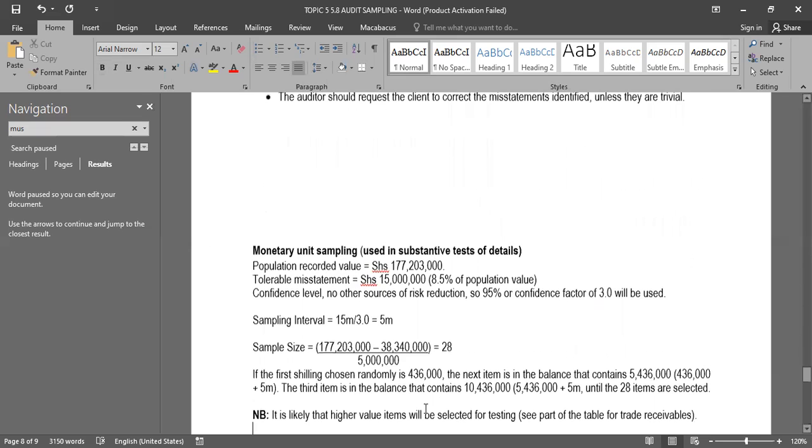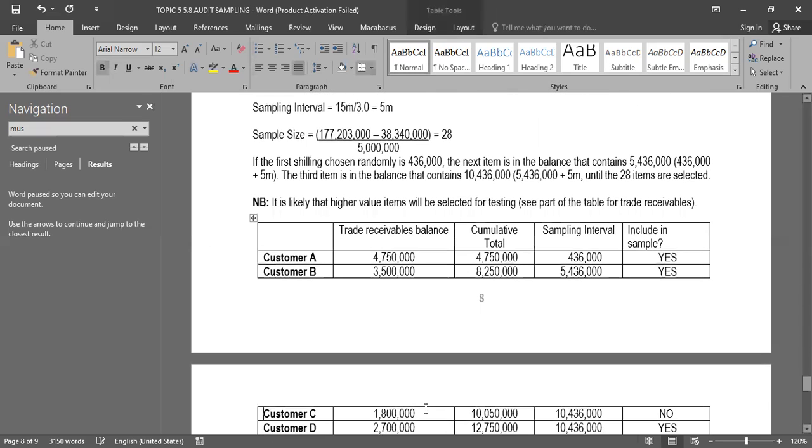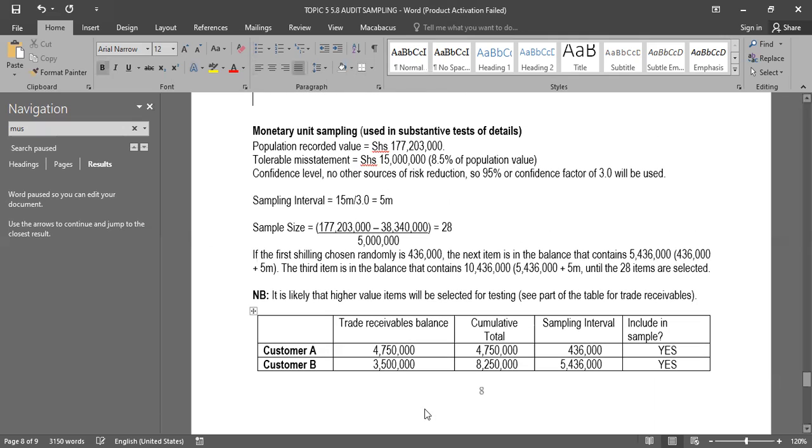Okay, so unless you have any questions, that is how we do non-systematic sampling. Then we got the final sampling, which is monetary unit sampling, the MUS. Okay, this one is used in substantive tests of details. Okay. Katabazi. Yes, Shakira.